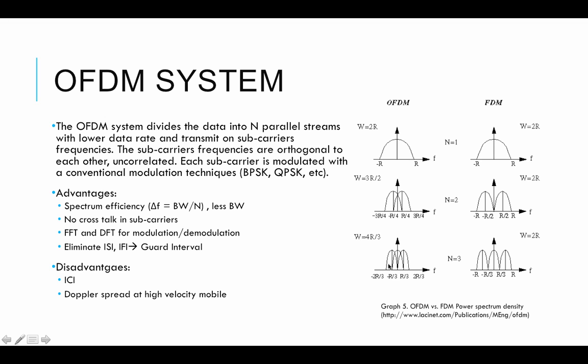It will be easier to do the modulation and demodulation because each one is a simple conventional modulation, and we can use either the FFT or the discrete Fourier transform. This will also help eliminate inter-symbol interference and interframe interference because the guard interval or cyclic prefix is used. The disadvantage is ICI, because those carrier frequencies are so close to each other.